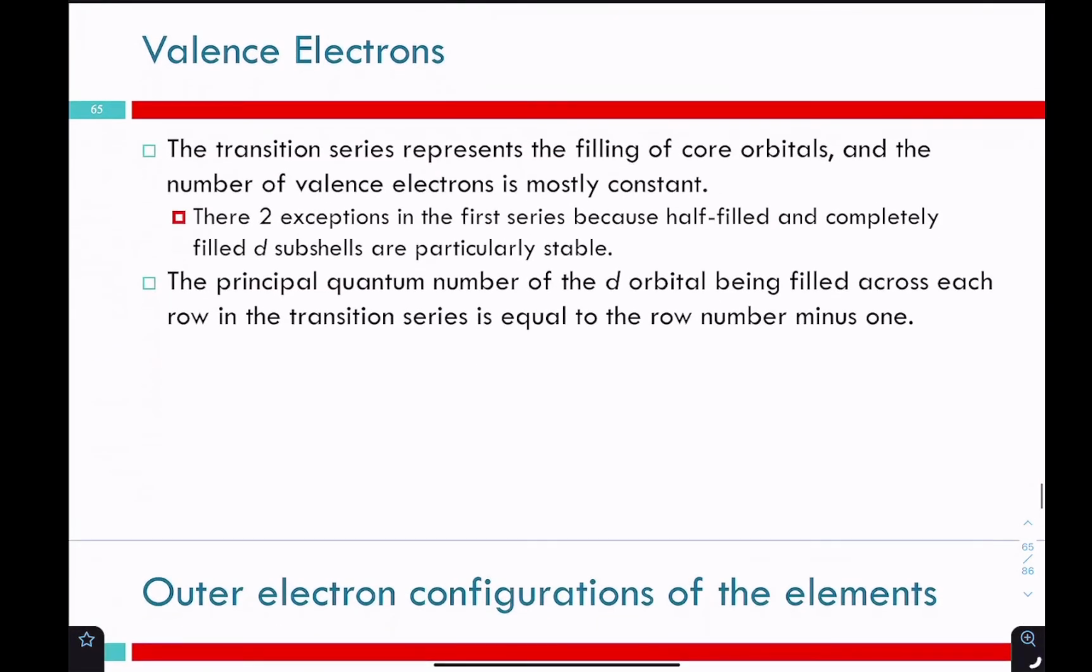For the transition elements, they're filling core electrons, and they all have very similar properties because of that. And that's why we also get that row number minus 1. That's why it starts at 3d instead of 4d.